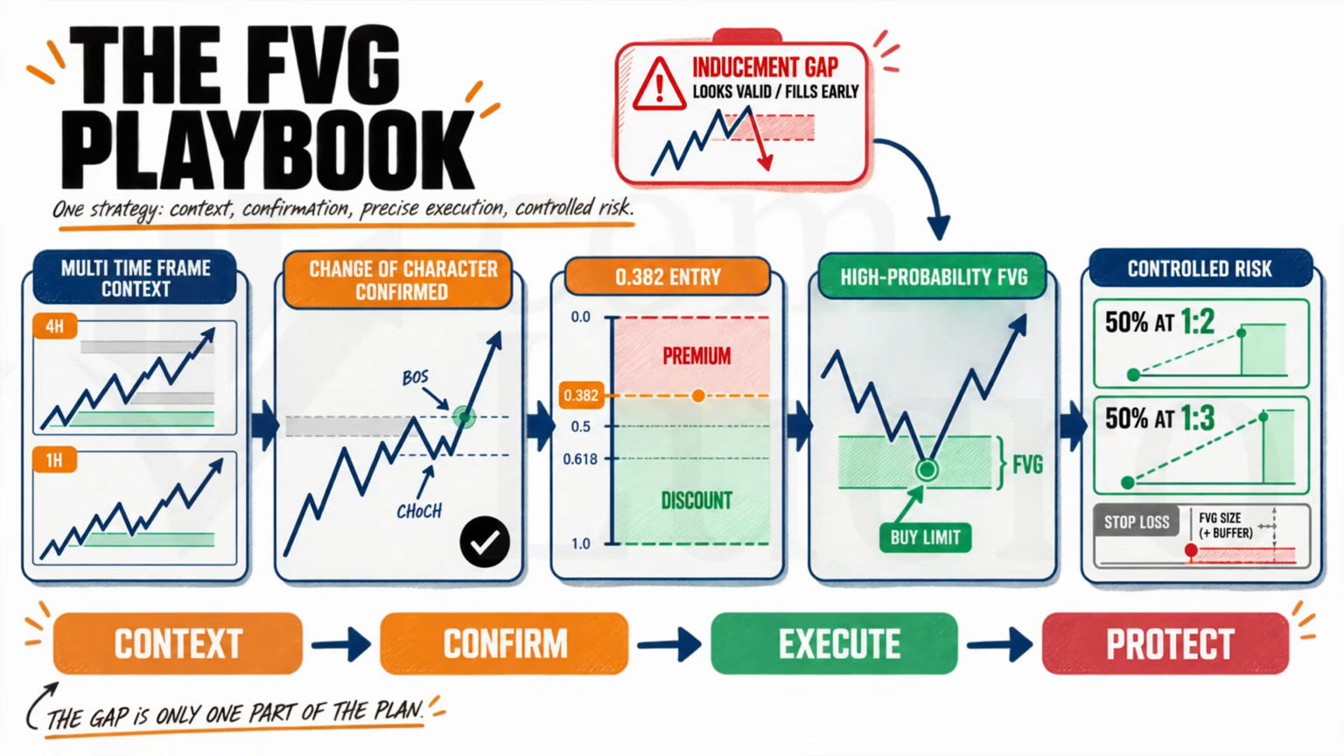In today's video, we're going to break down a complete smart money fair value gap strategy step by step, using real chart execution, multi-time frame analysis, market structure, Fibonacci premium and discount zones, liquidity concepts, and precise risk management. You will see how professional traders identify high probability fair value gaps, confirm change of character, position entries around the 0.382 retracement zone, manage partial profits correctly, and how they recognize the gap that exists only to trap them.